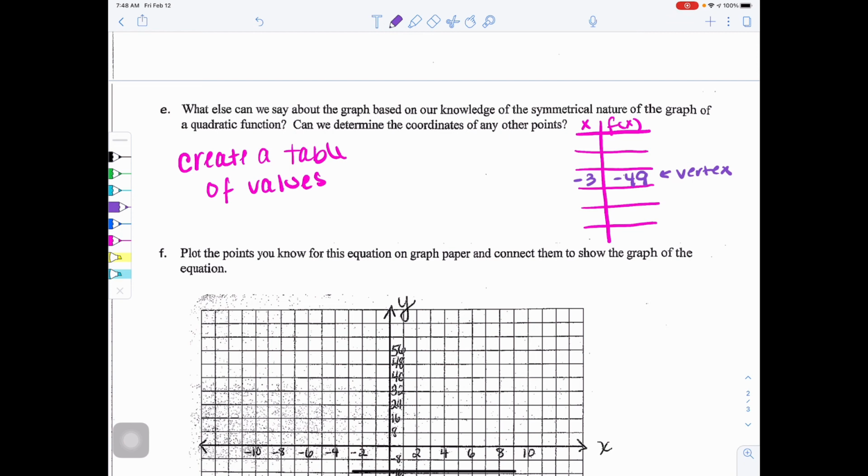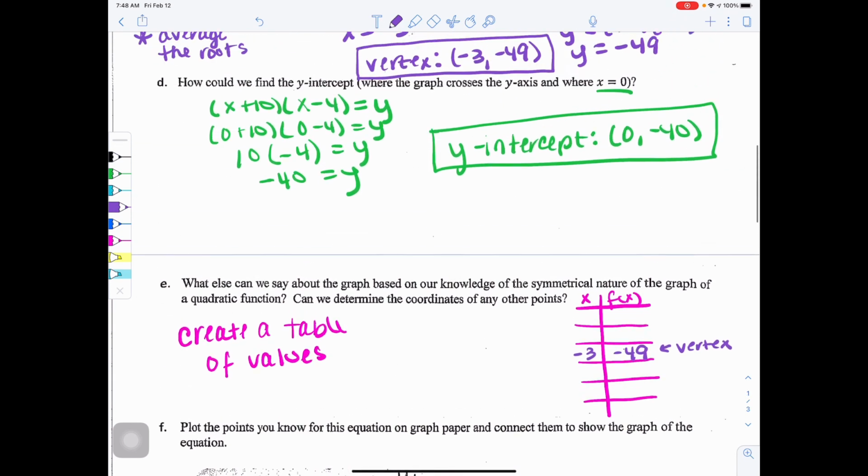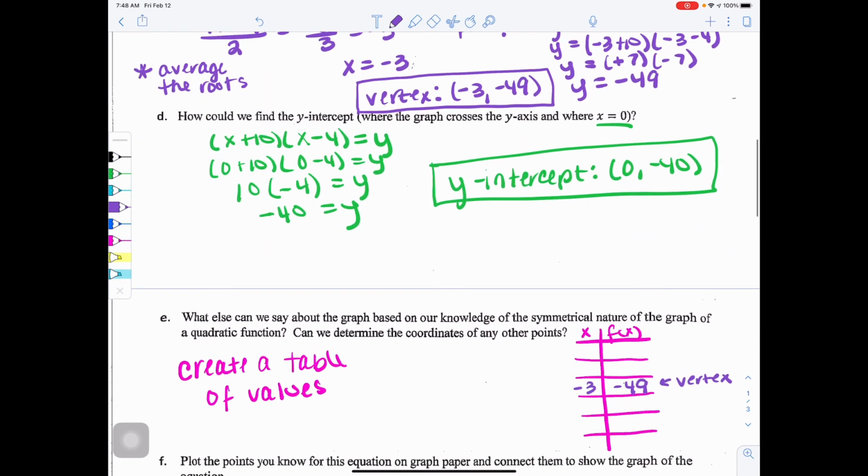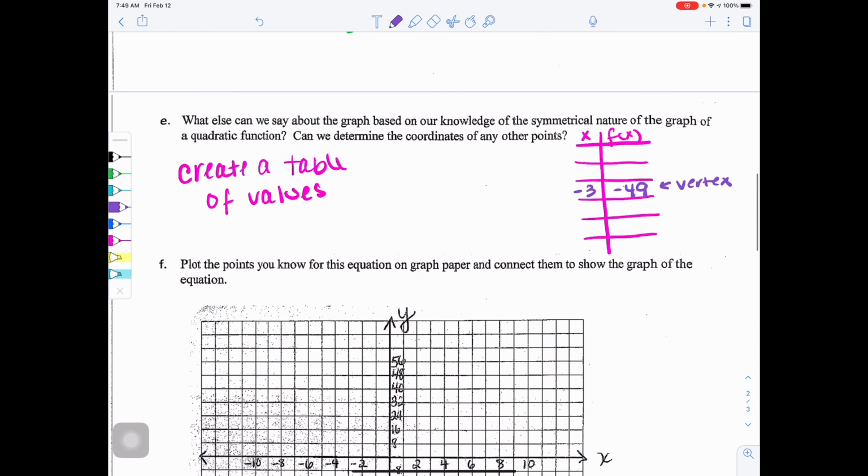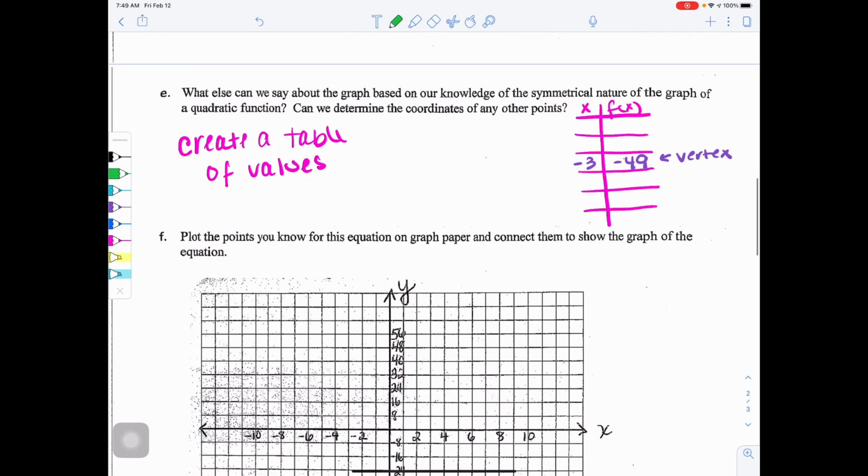Now we also have roots of 4 and 0. We know we have a y-intercept of 0, negative 40. So we got to start putting these things in there. So if I'm thinking of where these should land, my y-intercept was 0, negative 40. So I'm going to put that above 0, negative 40. This was our y-intercept.